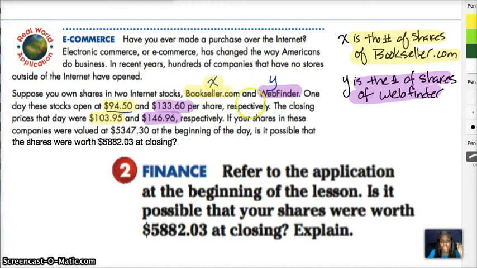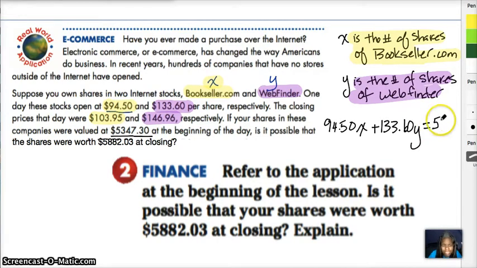So how can we write an equation for the beginning of the day? Our equation for the beginning of the day would be something like this: $94.50 for X amount of shares plus $133.60 Y, because that's the two, you get it, right? And then that is equal to the amount of money we started off with, the amount our stock was valued in the morning, which is 5,347 and 30 cents. There we go.